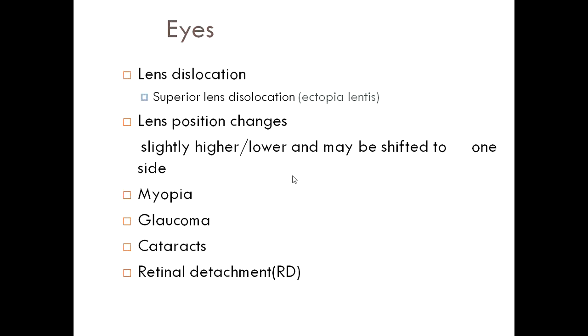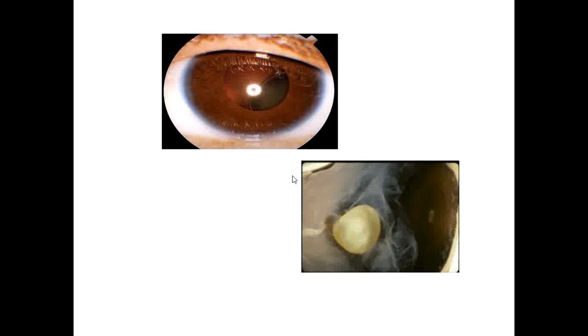In eyes, patients can have lens dislocation, position can change, myopia, glaucoma, cataract, and retinal detachment are other manifestations. You can see here, lens is dislocated. It goes towards vitreous cavity.